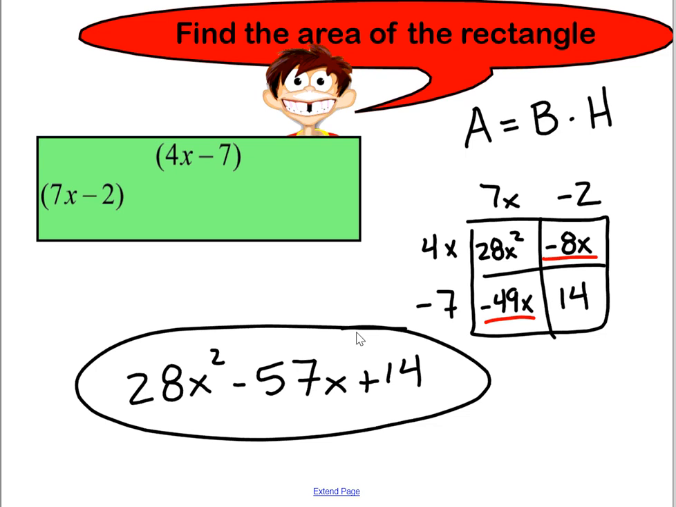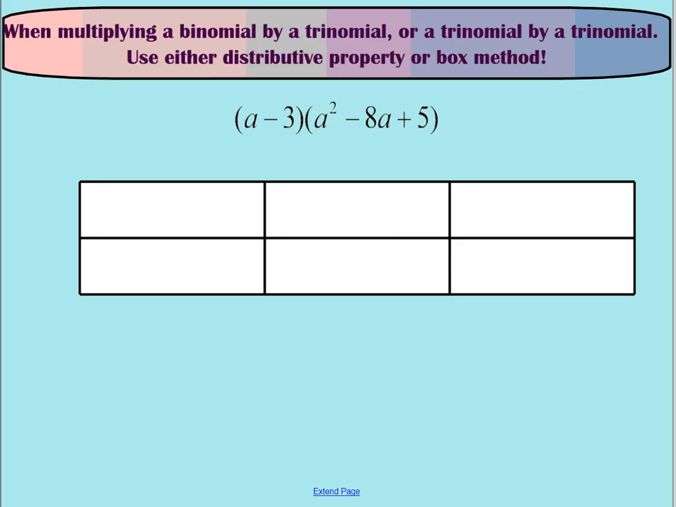Now, the reason the box method is nice is because even if we don't have a binomial times a binomial, I can still write it out with however many terms I have. Notice I have the a minus 3, which is a binomial, so I can say a and minus 3. And then I have a squared minus 8a plus 5. That's 3 terms, so I'm going to have 3 columns, which I already drew here. So it's going to be a squared, minus 8a, and positive 5. I fill it in just like I did before.